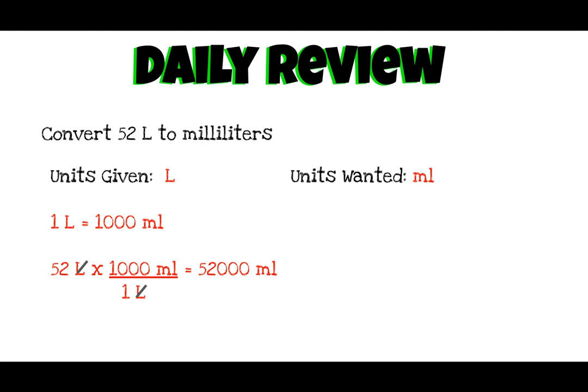Our conversion factor, we know in 1 liter, there is 1,000 milliliters. So to set it up, we start with our 52 liters. We put in our conversion factor of 1,000 milliliters over 1 liter. And now we can cross out our liters, and we know we are going to end up in milliliters, our units that we want. So now we multiply 52 times 1,000 gives us 52,000 milliliters.